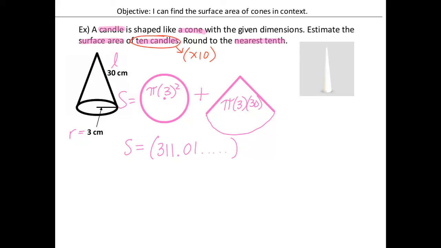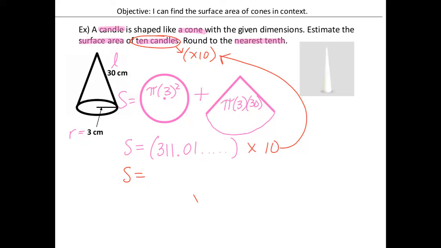And then you're going to multiply by 10 because it's asking us for 10 candles. So don't round until the very end. Keep that answer that's in your calculator. And then you're going to multiply by 10. Like, don't clear the calculator. Just put times 10 equals. And then what's going to be the answer? Then here is where you round it.